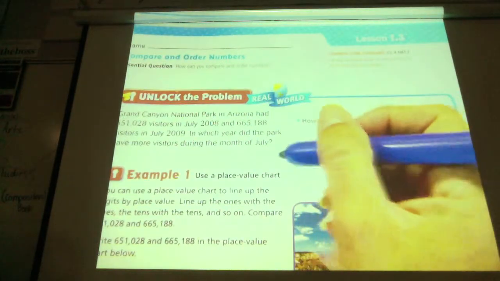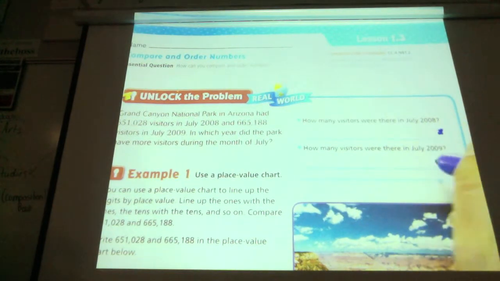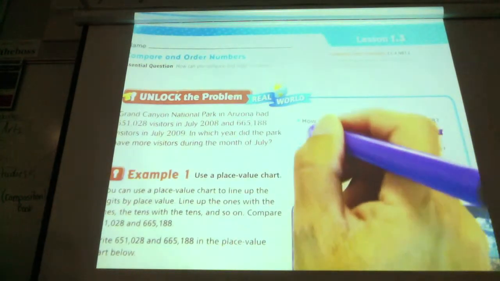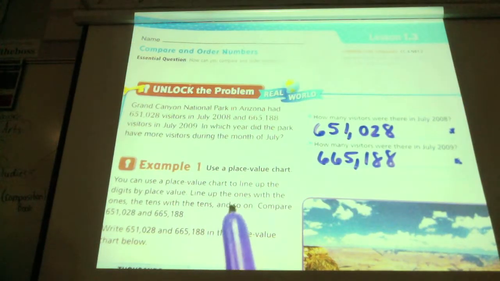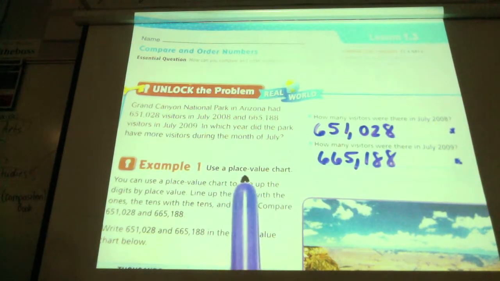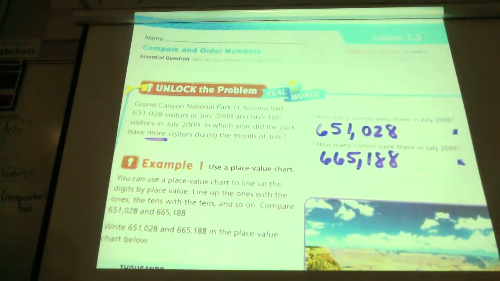So let's go ahead and write down the number. You can do this with me. The number for 2008 is going to go right here, and the number for 2009 is going to go here. So go ahead and write it in yours. So one way we can figure this out, which number is larger, because we're looking for more, so we're looking for the larger number, is using a place value chart.